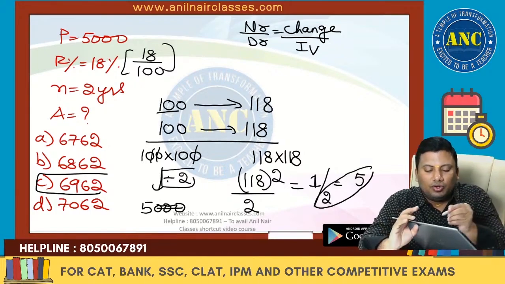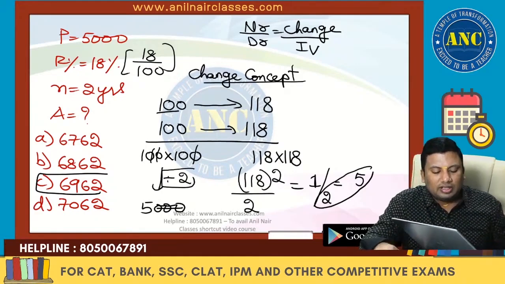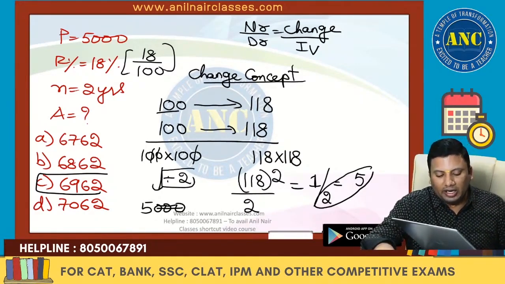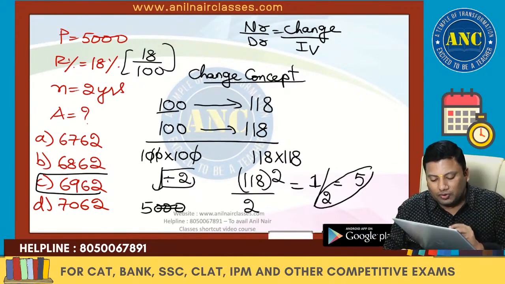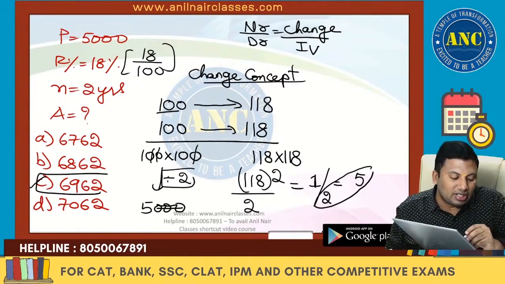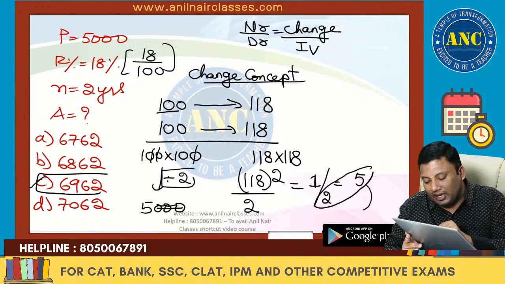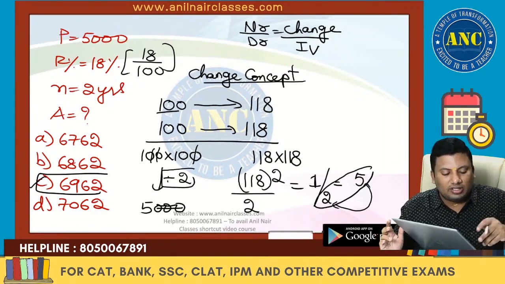You can also solve it using this change concept. You don't need to use that formula. I hope it is clear. Idea is clear, right? 118 whole square divided by 2. So 118 digital sum is nothing but 1. 1 by 2, pick from the answer option. 6962: 6 plus 9, 15, 21, 23. 2 plus 3, 5. 5 2s are 10. Digital sum is nothing but 1.